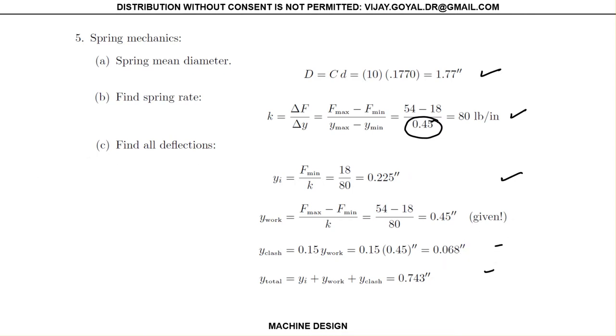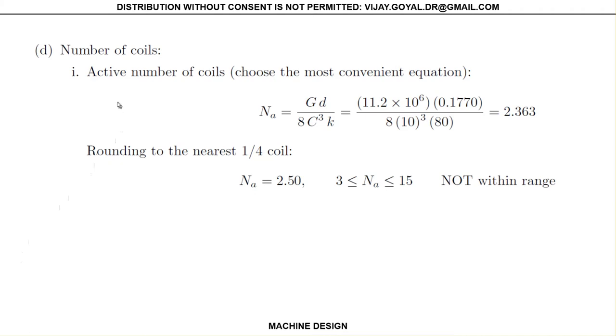Okay, so once I have all the information, I find the number of active coils, and I realized I run into trouble with this. It gives me 2.4. For the next one, to the closest fourth, you could make the argument that I'm probably in the middle. I could go to 2.25. But even if I go to the next one up, you realize that still my spring is going to fail. It's not within the range, so I will have to redesign my spring.